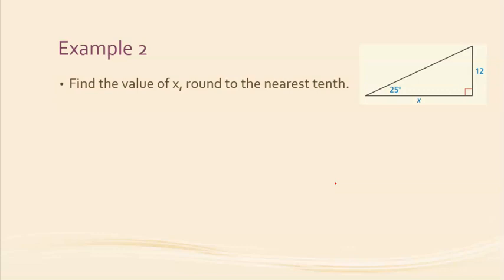Okay, so what do I want to label the 12? H, O, or A? Opposite. It's not touching the angle. Okay, and my x? Adjacent. So which trig function is this one going to use? Tangent.